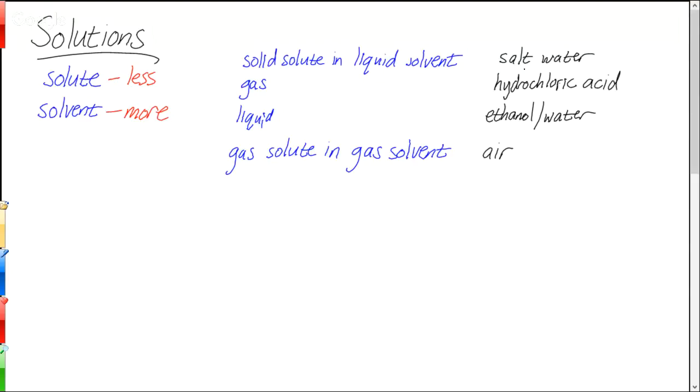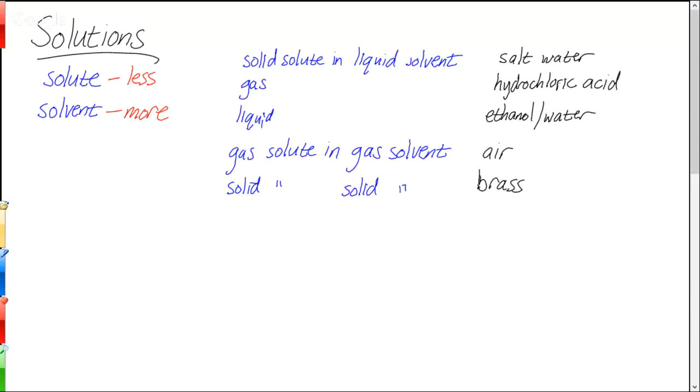And then you can actually also have a solid solute in a solid solvent. One example they give in the book is brass. Brass is an alloy, sometimes we talk about. It's a metal that has copper and, I always forget this one, nickel, is it? Zinc. Brass is an alloy of copper and zinc, which makes it resistant to oxidation.